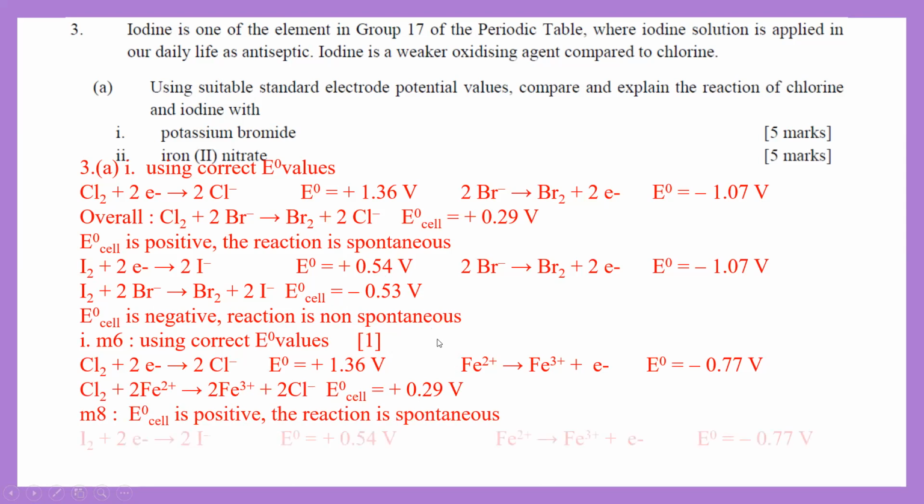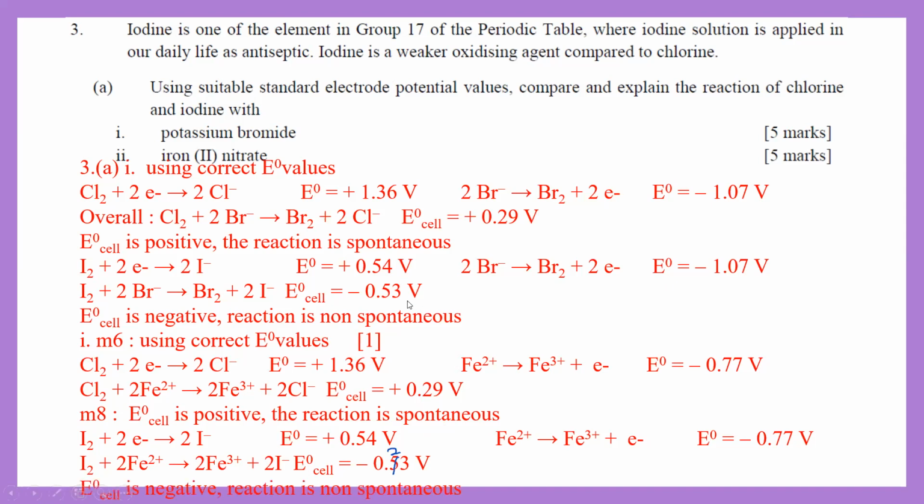So since the E° cell is positive, the reaction is spontaneous. And then for the iodine, okay, so I2 plus 2e minus gives 2I minus, E° is positive 0.54. So Fe2 plus gives Fe3 plus e minus, E° is negative 0.77. So your E° cell will be negative 0.53, sorry, negative 0.23. Sorry for that, 0.23. So since E° cell is negative, the reaction is non-spontaneous.